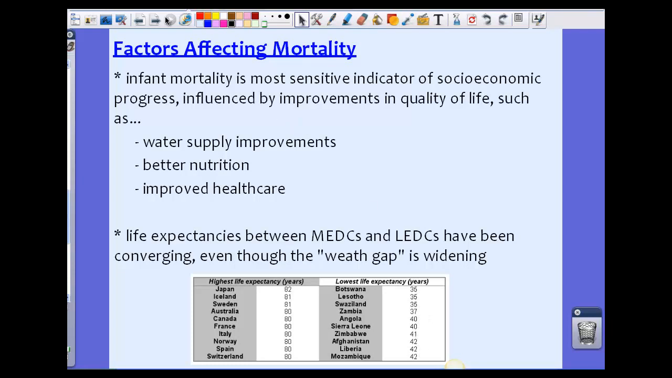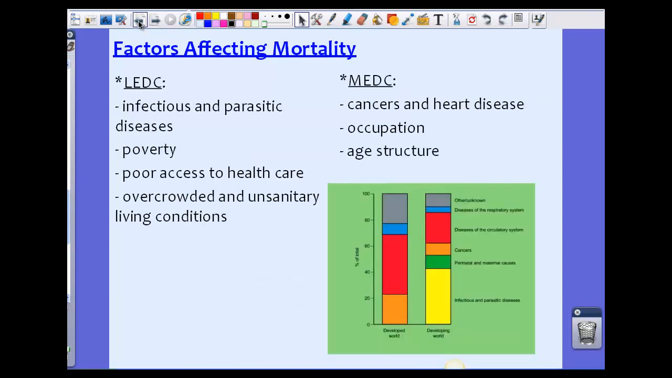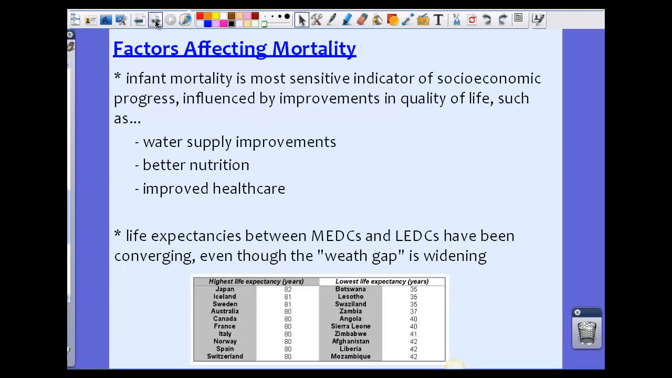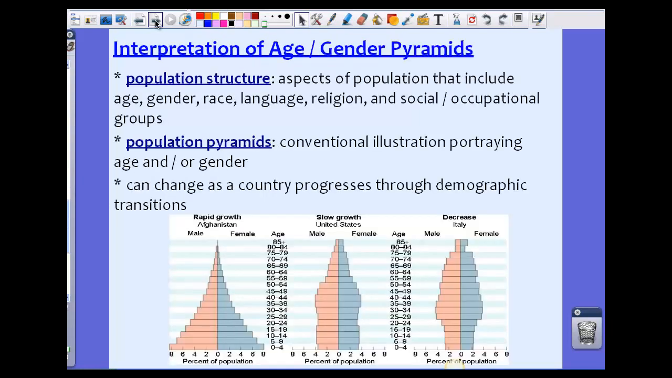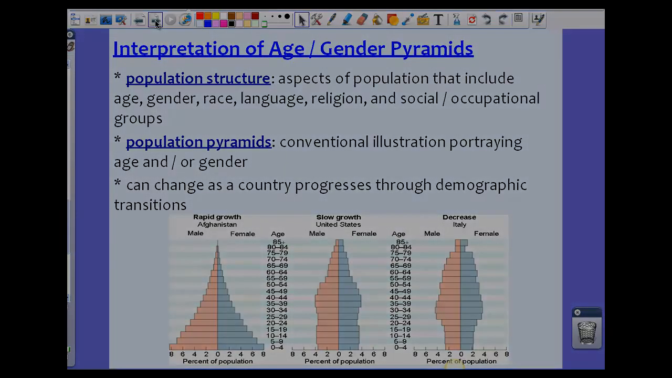Swaziland, Zambia, lots of places in Africa have a low life expectancy, and you can probably go back to some of these factors here with the infectious diseases and parasitic diseases. AIDS and HIV in Africa hit a really large number of people, and that's unfortunately lowering the life expectancy of that particular country.